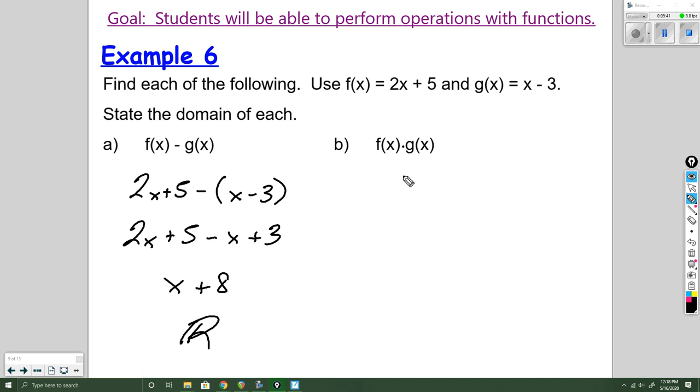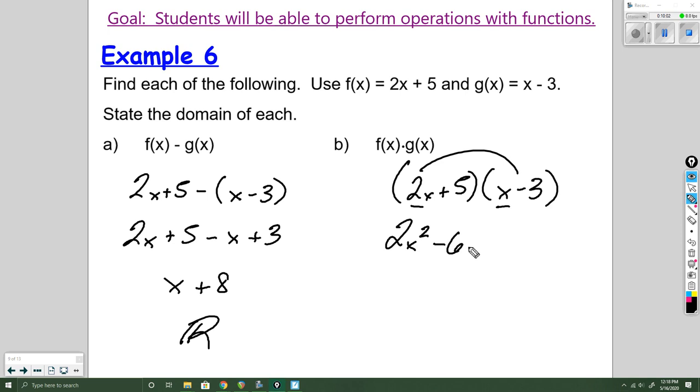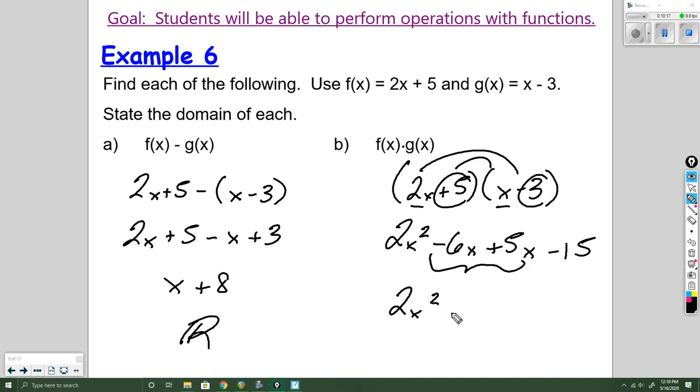f of x times g of x is just going to be 2x plus 5 times x minus 3. All right, and then we're going to have to FOIL that out. So if we FOIL that out, we're going to get 2x squared, multiplying the first terms together, the outer terms together, inner terms together, and then the last terms together. So we get 2x squared minus 6x plus 5x minus 15. Combine our like terms, and we get 2x squared minus x minus 15. In this case, once again, our domain is all real numbers.